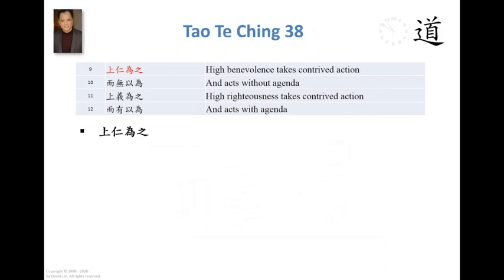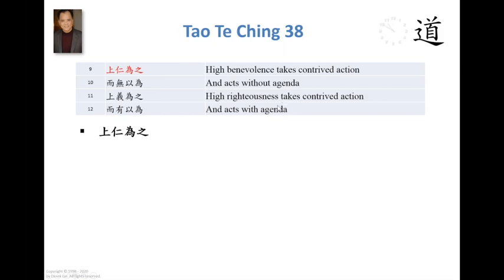In line 9, we switch gears. No longer are we talking about high virtue and low virtue. We now talk about another concept called high benevolence. This is an important concept. A little below that, 2 lines below that, you're going to see high righteousness. That's another important concept that we'll cover today.